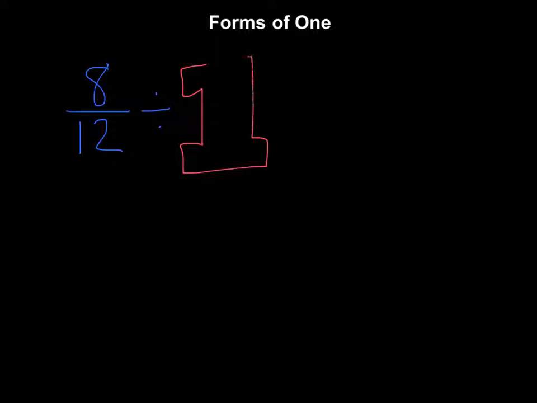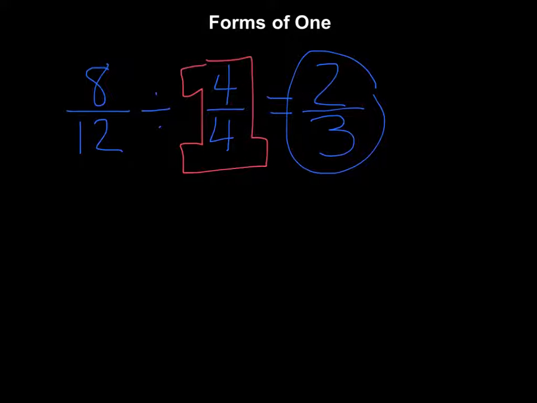We can also divide by forms of 1. So if I had 8/12, I could divide this by a form of 1. Now whatever I choose, I'm going to want to make sure that it's something that goes into both 8 and 12. So we could choose 4 over 4, and now 8 divided by 4 is 2, and 12 divided by 4 is 3. And so 8/12 is the same as 2/3, because something divided by 1 will be the same amount as what we started with.